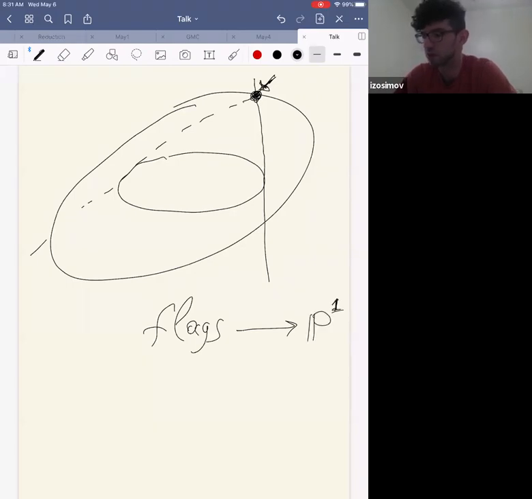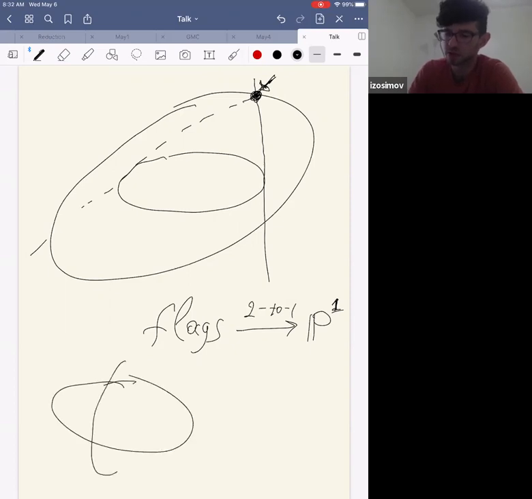This outer conic, of course, if we consider it in CP2, is P1. So there is a projection from flags to P1, and this projection is a 2-to-1 covering, but only generically, because there do exist points on the outer conic from which there is only one tangent. We don't see these points in this picture because those are actually intersection points of the two conics. If we pick an intersection point, there will be only one tangent line from it. And in the complex projective space, there are always 4 of them, counting with multiplicity. So this is a 2-to-1 covering with 4 branch points.